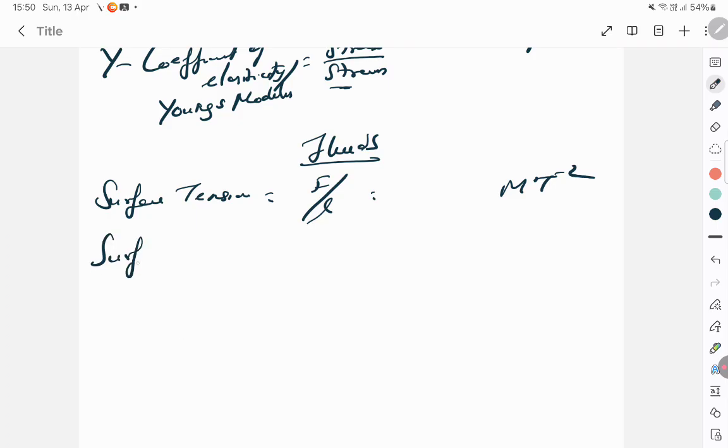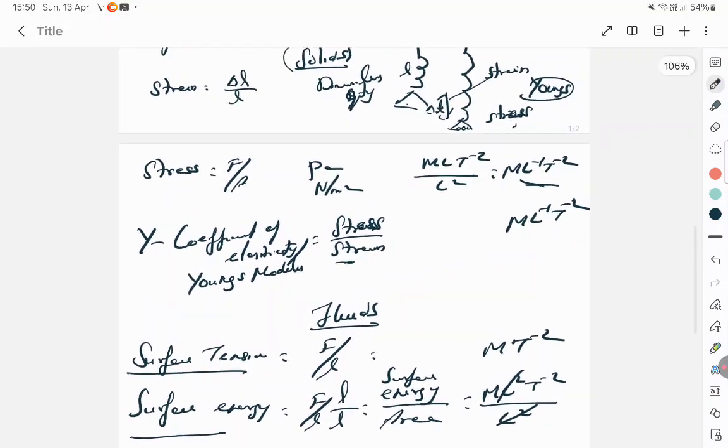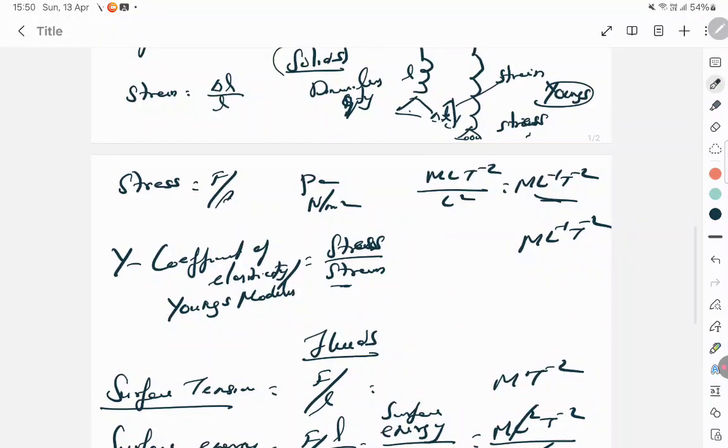Then there is surface energy. You can multiply F by L with L by L, so it is nothing but energy by area, the surface energy of the liquid. Energy is M L square T to the power minus 2, and area is L square. So you still get M T to the power minus 2. Name two physical quantities which have the same dimensional formula. Surface tension and surface energy have the same dimensional formula. Similarly, Young's modulus and stress have the same dimensional formula. Correct?